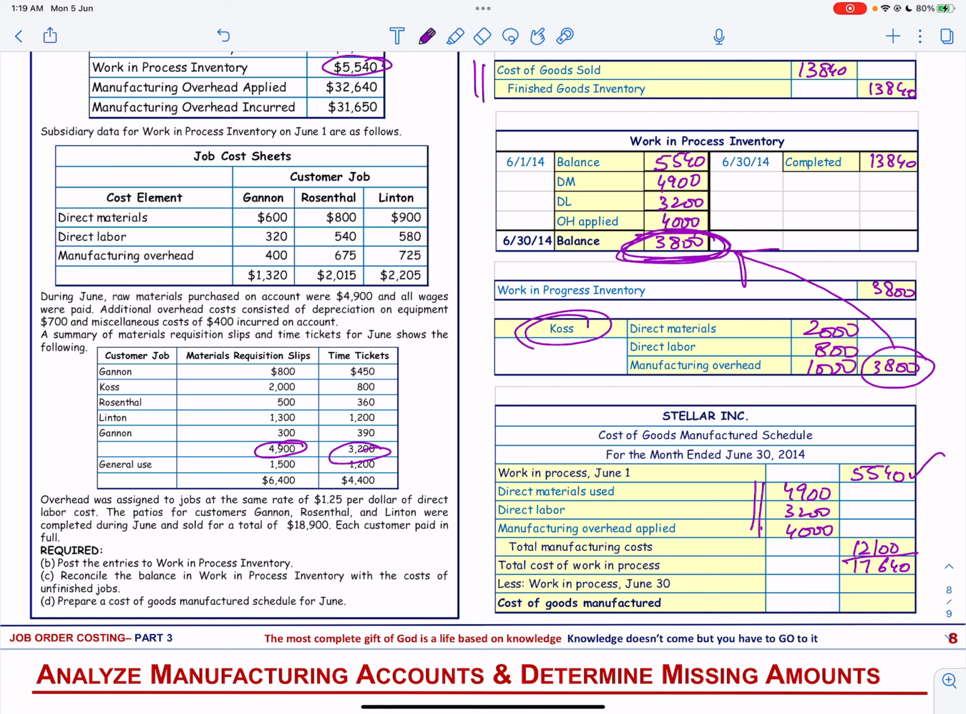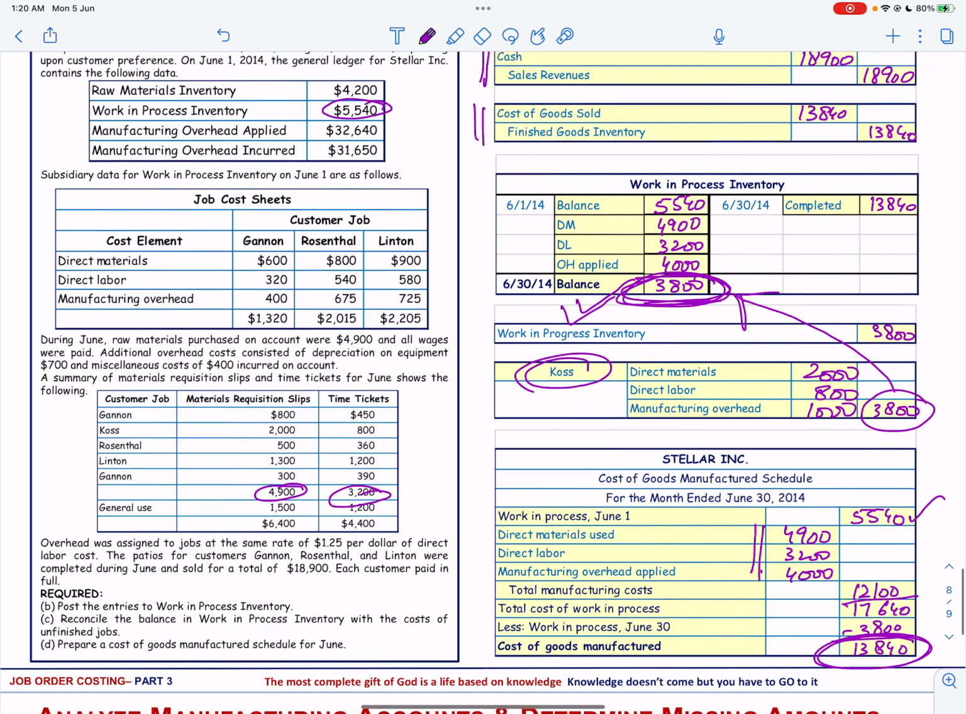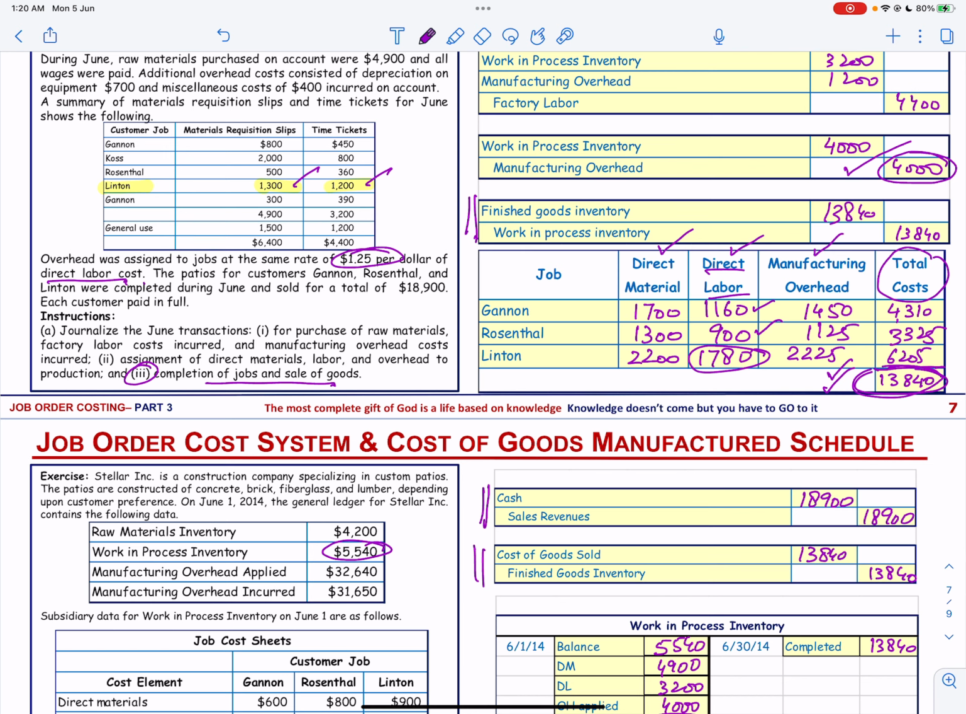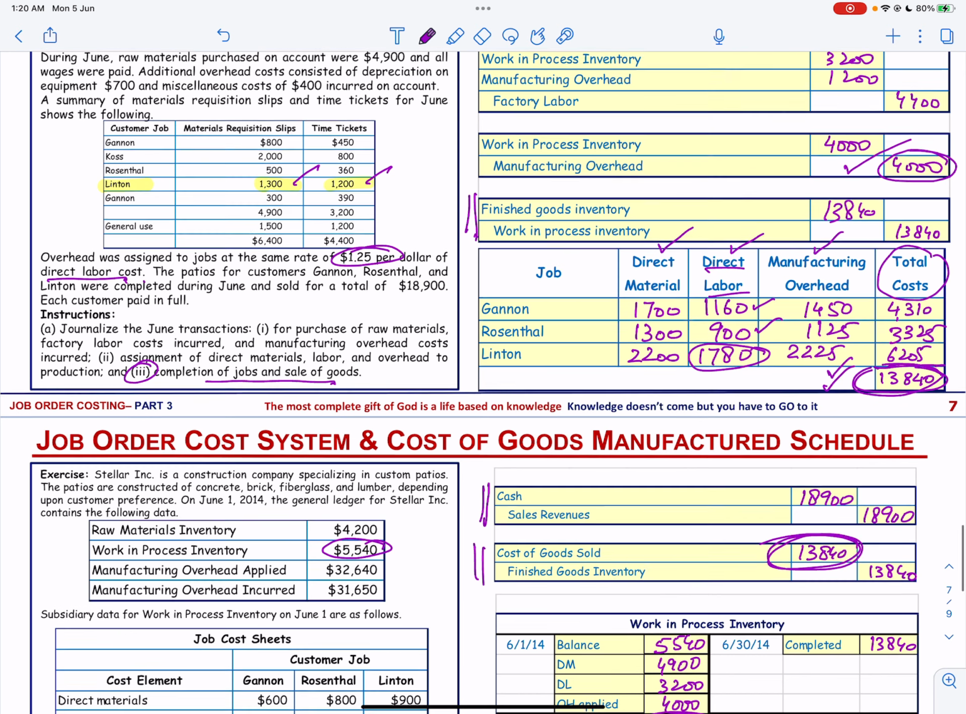17,640. From this we are going to subtract the ending work in process, and the ending work in process was 3800, and the cost of goods sold is 13,840. Now this is what we have calculated as cost of goods sold, 13,840.